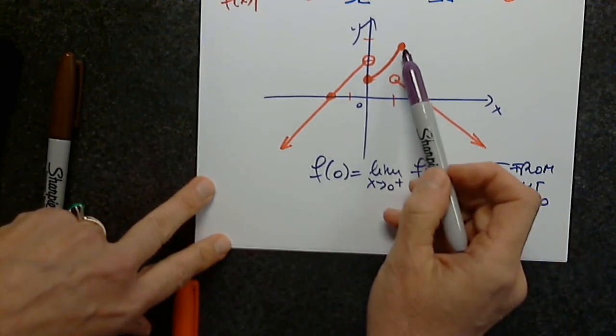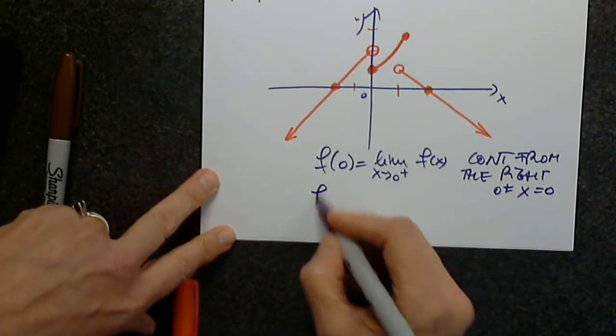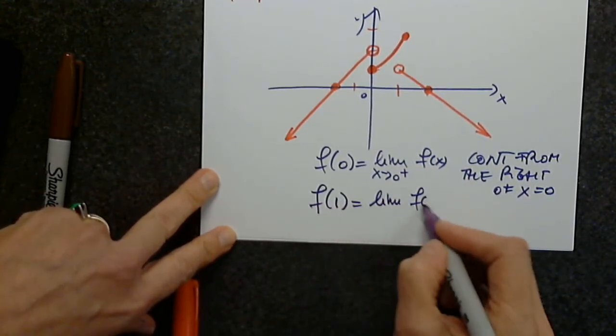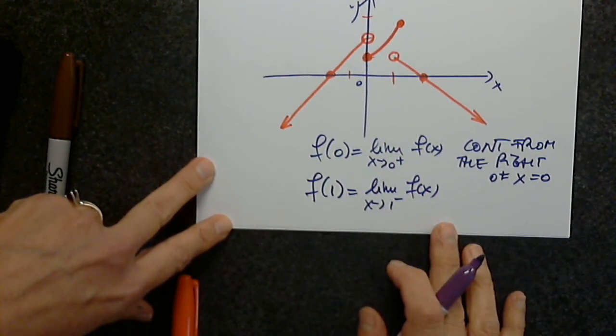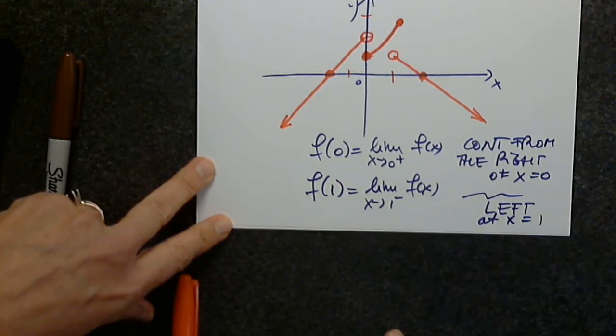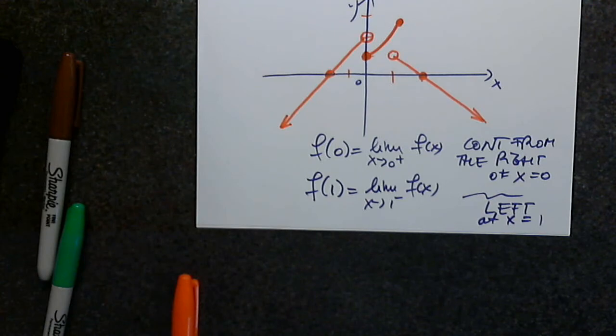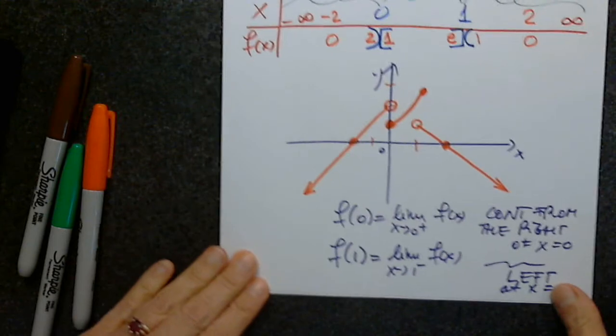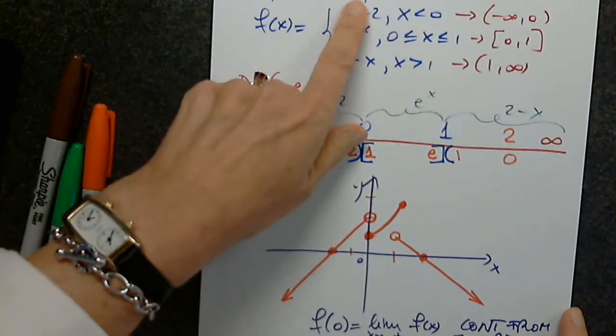Is this function continuous from the left of 1? Yes, because f of 1 equals the limit of f of x as x approaches 1 from the left. So it's continuous from the left at x equals 1. Is this function continuous from the right at 1? No, because the function value and the limit are not the same. So two discontinuities at x equals 0 and 1, and the function is continuous from the right of 0 and from the left of 1. Is this better? Any questions on this problem? This was 43 on page 129.